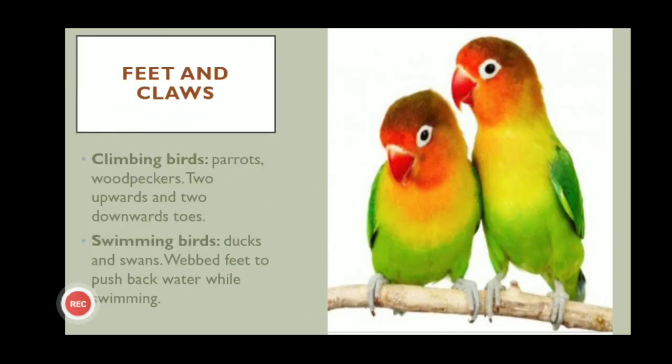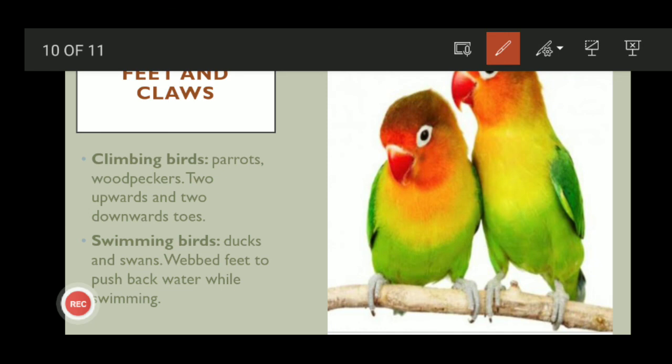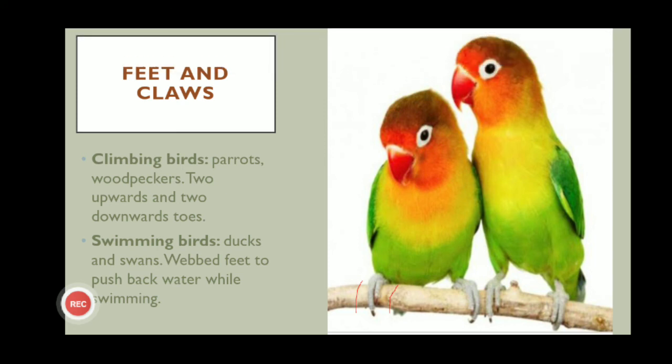Now climbing birds. Climbing birds means parrots and woodpeckers. Climbing means जो चढ़ते हैं, parrots and woodpeckers. They have two of their toes pointing upwards and other two are downwards. Here in this picture you can see उनके दो toes जो होते हैं वो आगे होते हैं और दो पीछे होते हैं. Okay, that help them to climb on the tree, जो उन्हें पेड़ पे बैठने में या चढ़ने में help करते हैं.